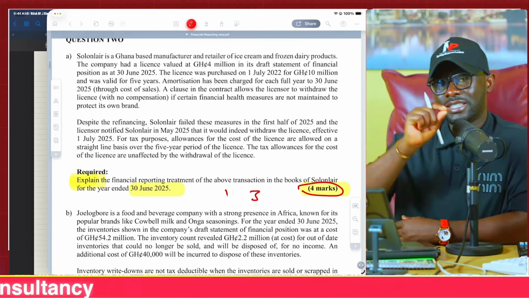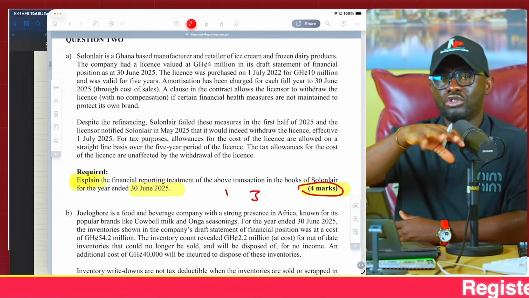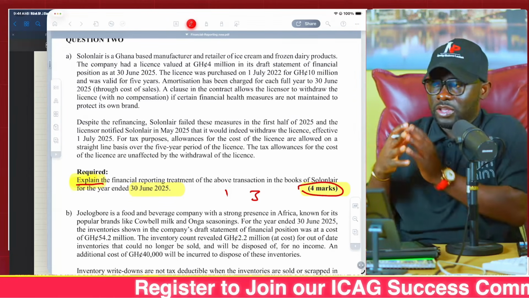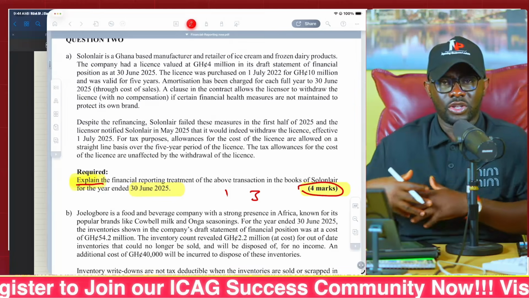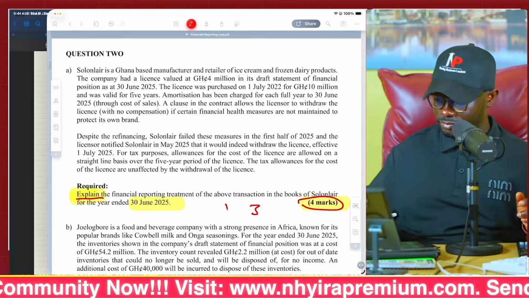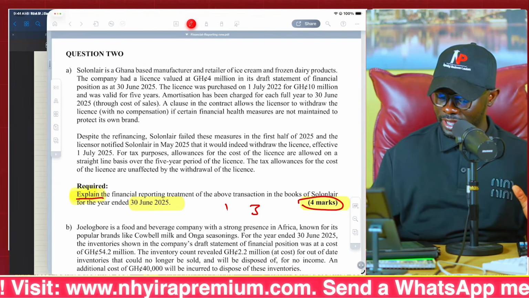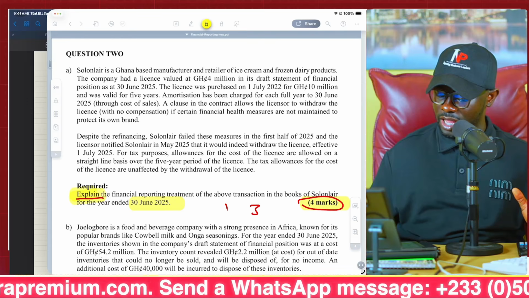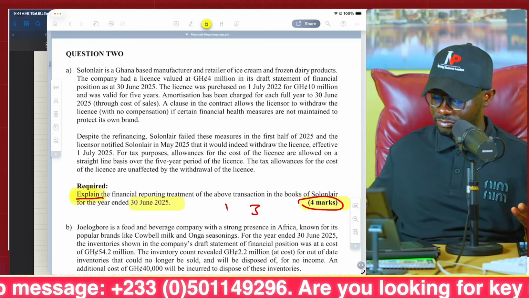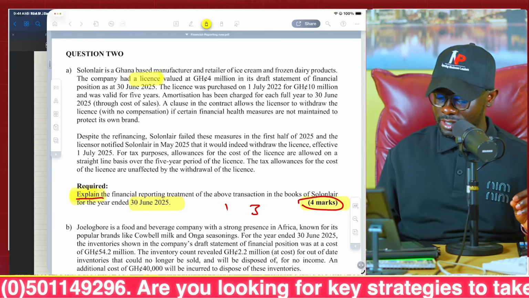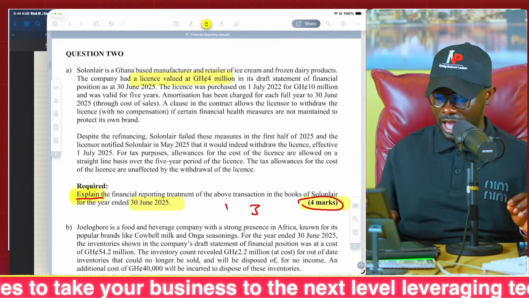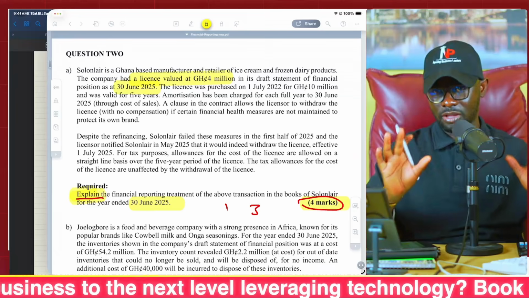So let's look at this. So it says explain. So I'm going to do a freestyle for you to understand how the explain thing will look like briefly, because it is important you understand the structuring of what the examiner expects you to do in order to optimize your chances of passing the examination. So Solonlair is a Ghana-based manufacturer and retailer of ice cream and frozen dairy products. The company had a license valued at 4.4 million Ghana cedis in its draft statement of financial position at 30th June 2025. Stay with me carefully.